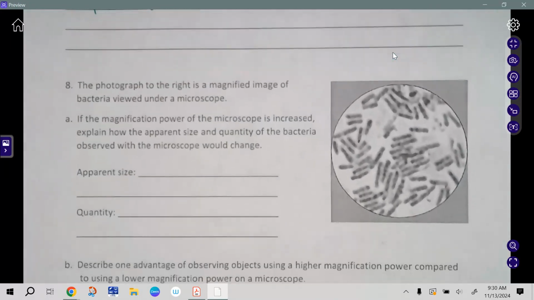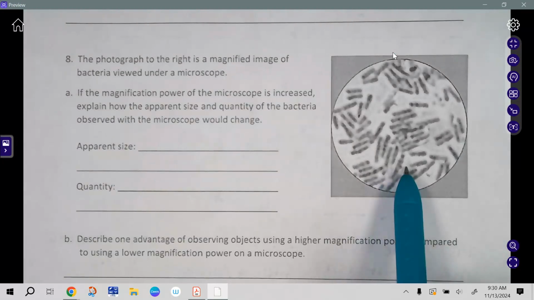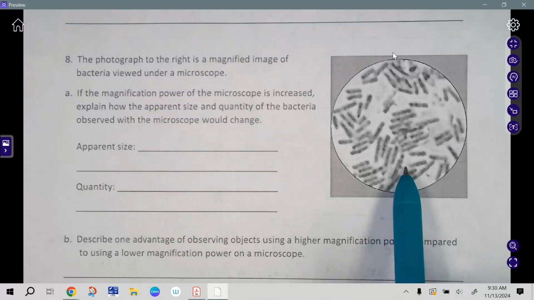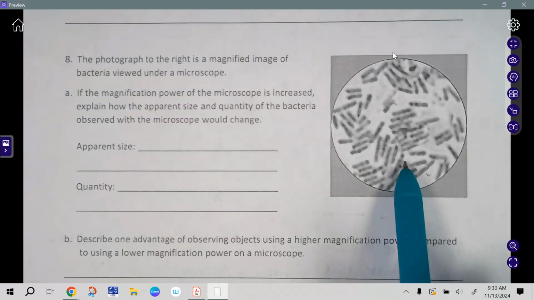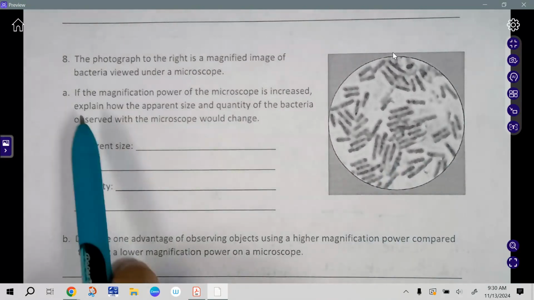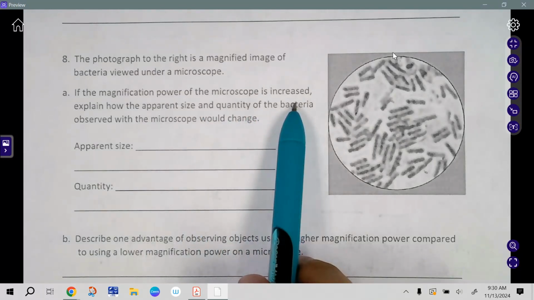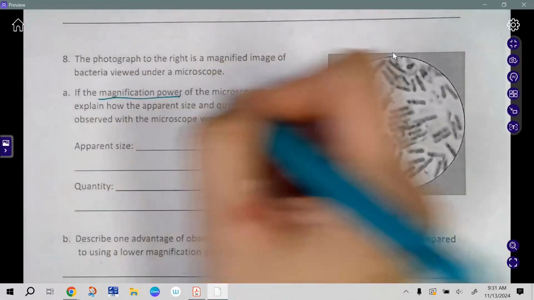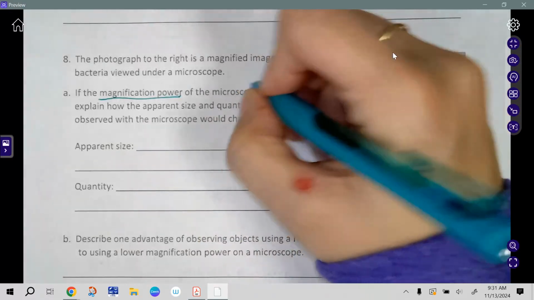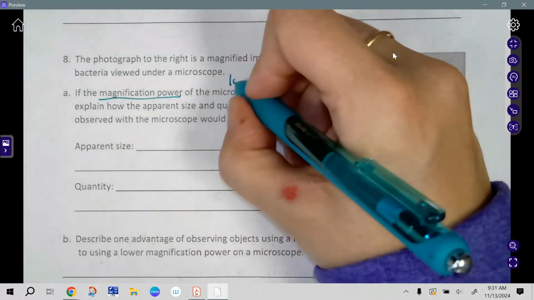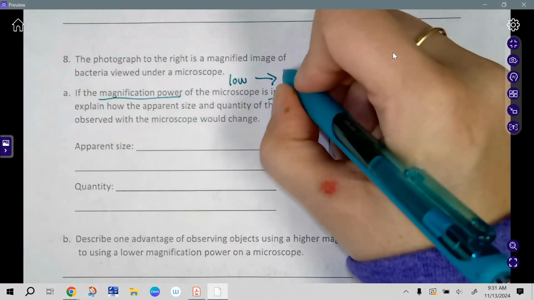All right, number 8. We're looking at this picture right here. It says the photograph to the right is a magnified image of bacteria viewed under a microscope. So it says if the magnification power of the microscope is increased, explain how the apparent size and quantity of the bacteria observed with a microscope would change. So if magnification power is increased, so think of this, if I say this is low power, what would it look like if I went to high power?